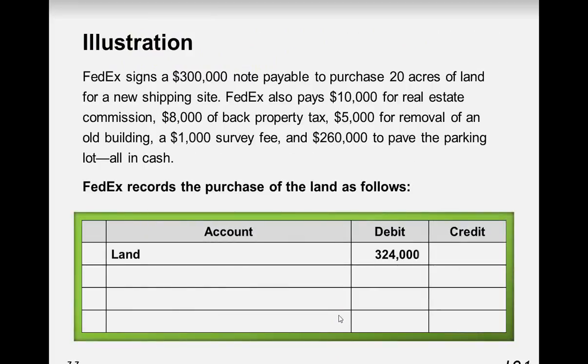How do we record it? We record the land at $324,000, and we had to pay $24,000 in cash.